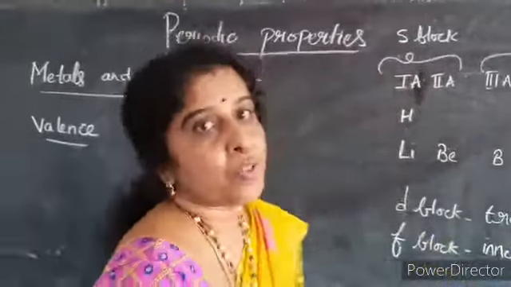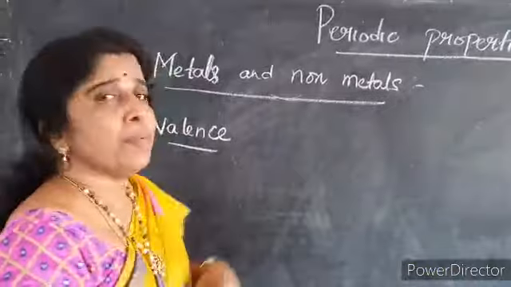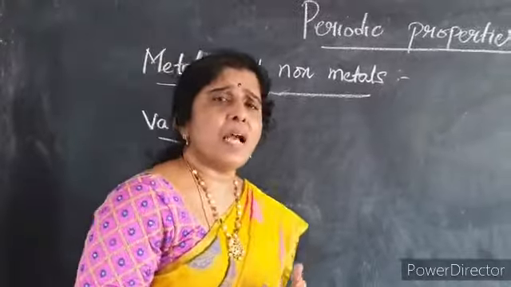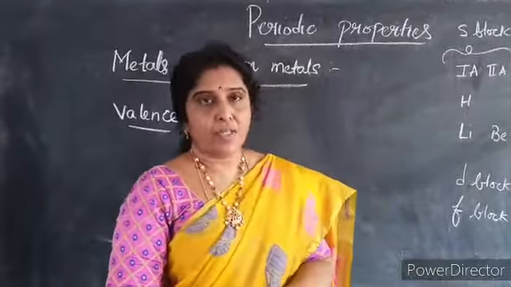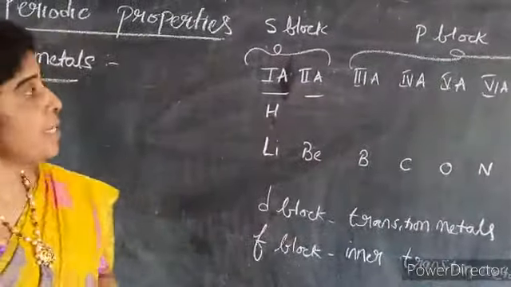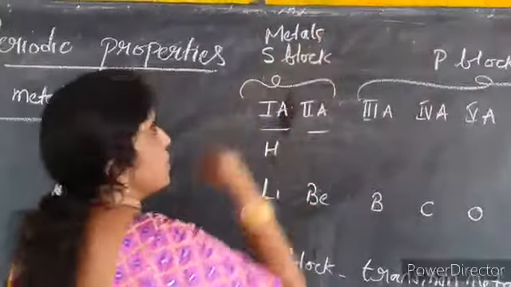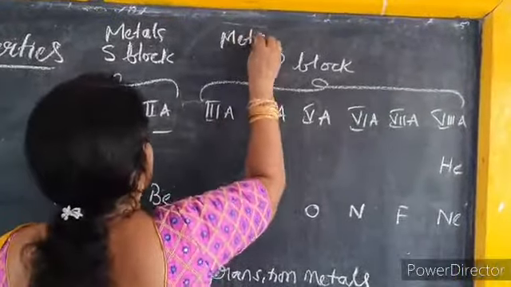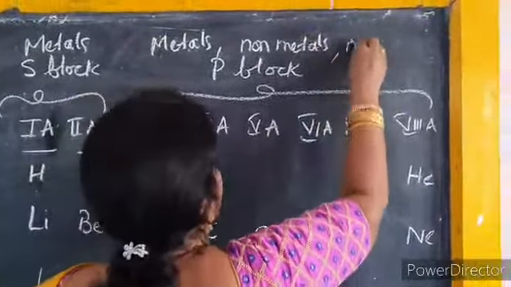At first, the metallic nature of the elements. Now coming to this table, you have different types of elements. Some are metals, some are non-metals, and some elements have intermediate properties of both metals and non-metals, which we call metalloids. Now coming to the S block, you have 1A and 2A groups. These two groups are metals, all of them are metals. Coming to the P block, we have a few metals, non-metals, as well as metalloids.